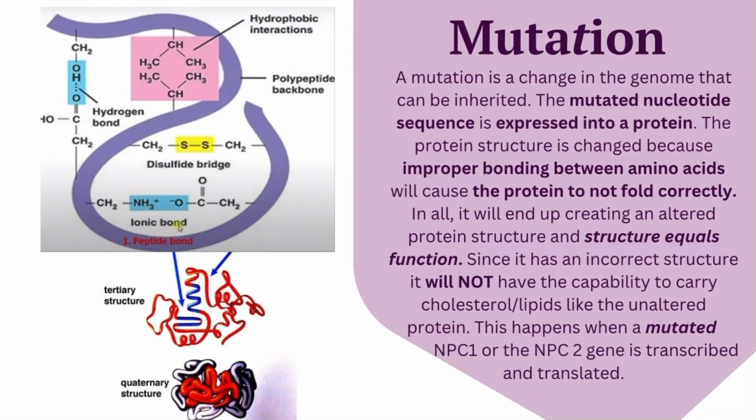When a mutated gene is expressed, the result is a mutated protein. The mutated protein will have an altered structure due to improper bonding between amino acids because of a mutated nucleotide sequence. With this altered structure, the protein will not function. In Niemann-Pick disease type C, a mutation in either the NPC1 or NPC2 gene causes the NPC1 or NPC2 protein to be incapable of carrying cholesterol and other lipids.